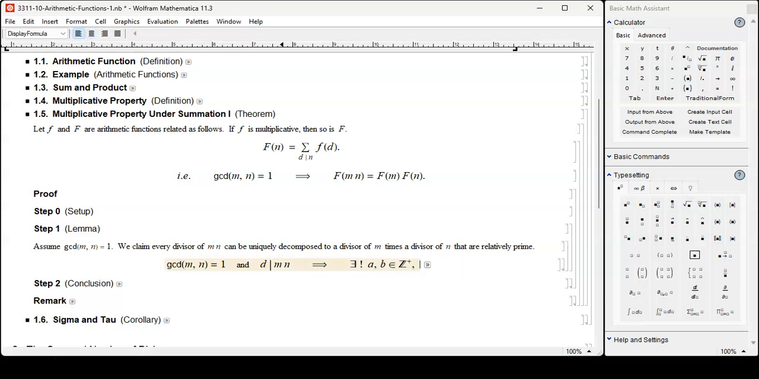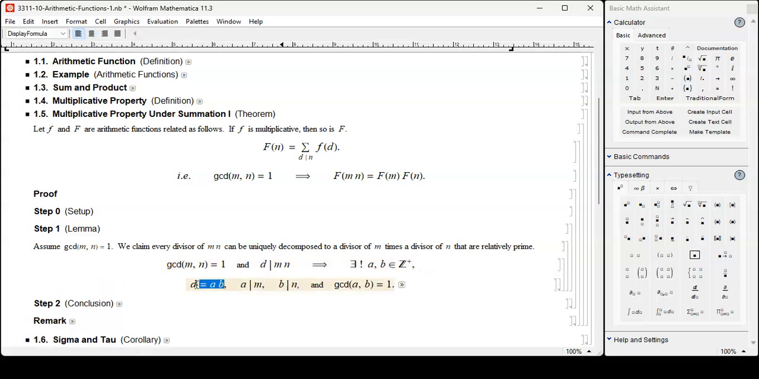If you rewrite symbolically, it goes like this. m and n are relatively prime, okay? And then every divisor d of m times n can be decomposed, actually uniquely decomposed, into a times b, where a is a divisor of m and b divides n. And finally, a and b are relatively prime.